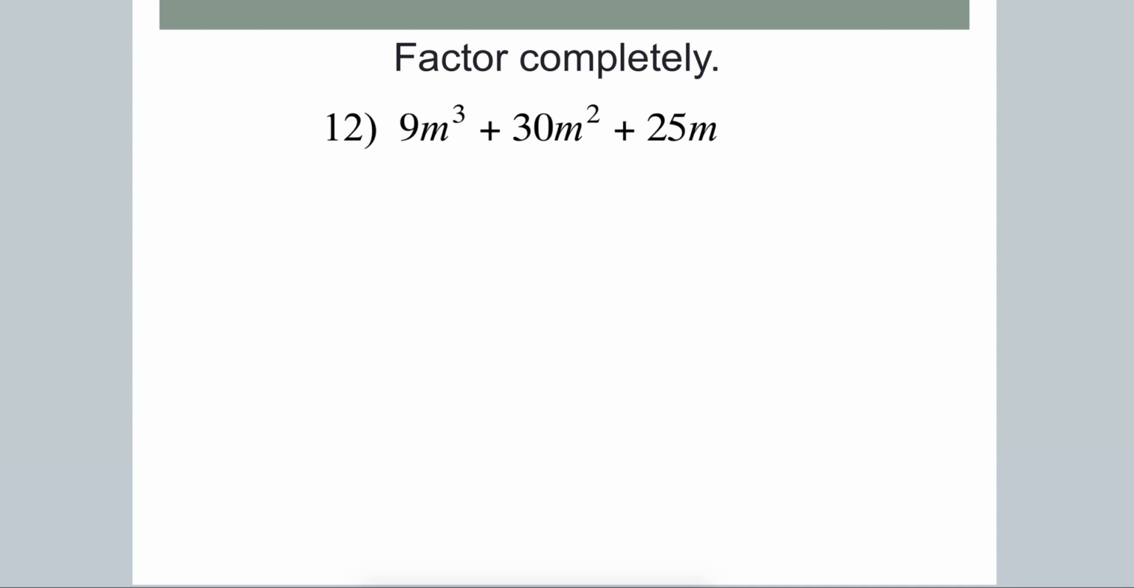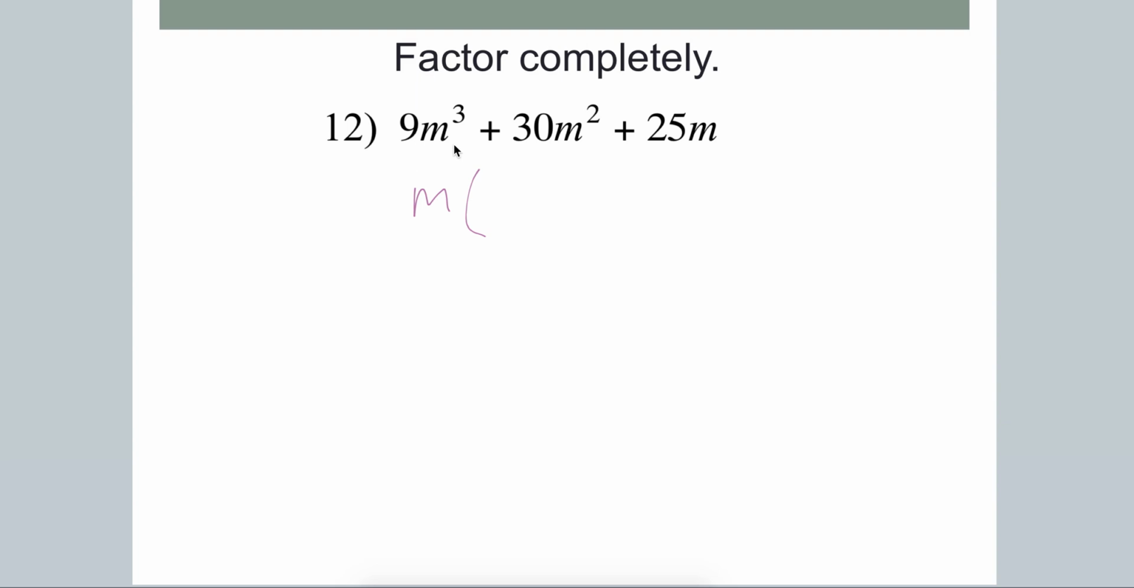So last one we're going to go over is number 12, and it says factor completely. So the first thing to notice is that there is an m in common between all three of these terms. So you would want to pull that out first, and let's see if we could pull anything else out number-wise. So there's 9 and a 30, so there's a 3 common between those, but there's not a 3 factor of 25. So it does not look like we can pull out the same number from every term. So m is the only thing we can pull out to start.